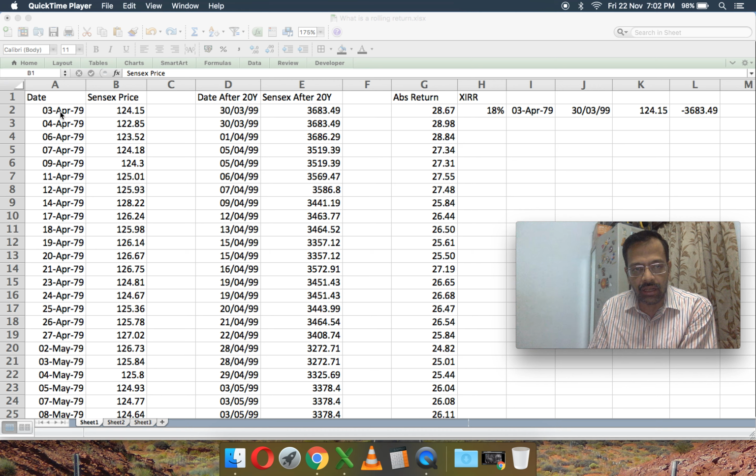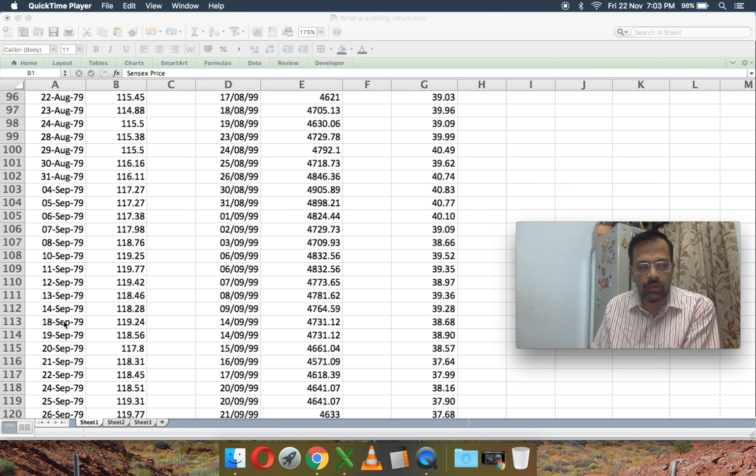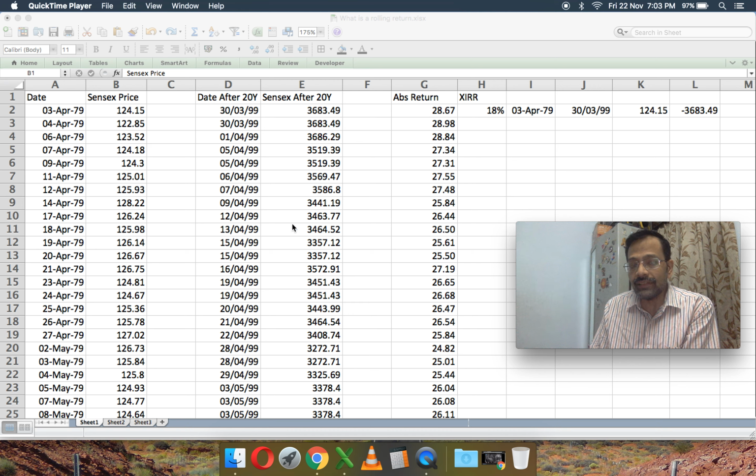Similarly, I go to the next business day, which is 4th April 1979, and look at the date which is after 20 years. Sometimes I'll get the same date, but that's not always going to happen. You can always shift it by +1 or -1; it doesn't really matter, so you don't have to worry too much about it. Then 6th April, 7th April, and so on. You can see the dates keep going, and it keeps going.